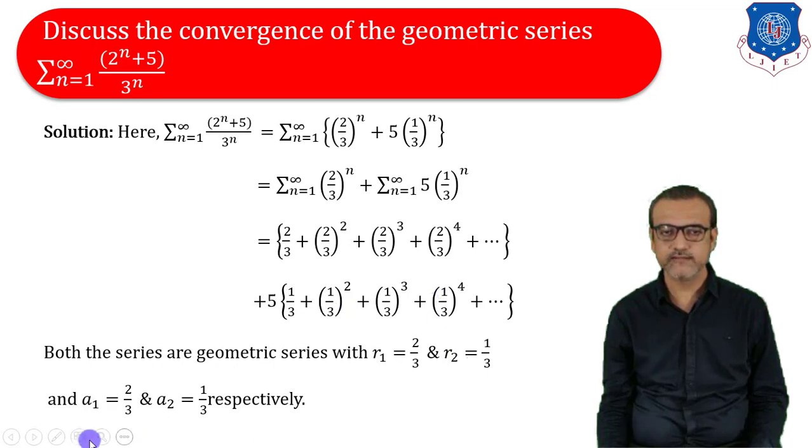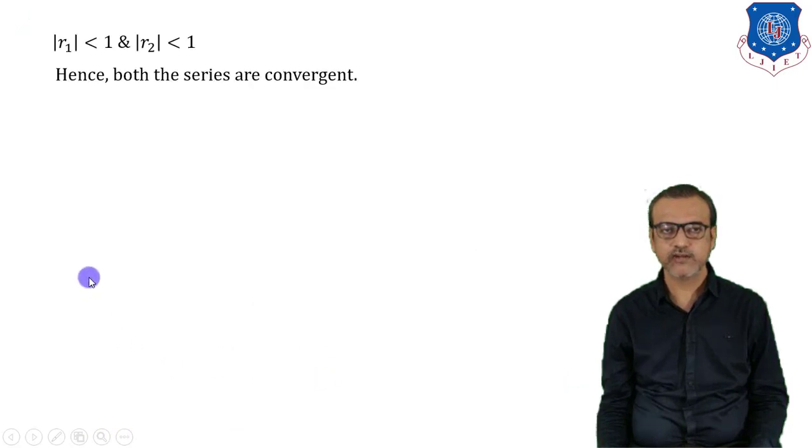And for this series the first term is 2/3, and for this series the first term is 1/3. So a1 equals 2/3 and a2 equals 1/3 respectively. Here mod r1 is less than 1 and mod r2 is also less than 1, so we can say that both the series are convergent. Now S1 equals a1 upon 1 minus r1, where a1 is 2/3 and r1 is 2/3. So 1 minus 2/3 is 1/3 and the 3s cancel out. So we have S1 equals 2.